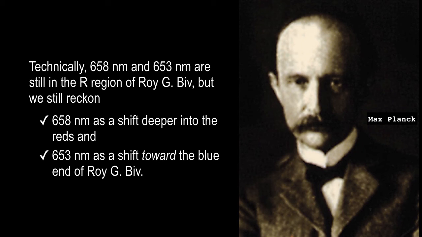Similarly, 653 is still red too, but it's shifted toward the B, the blue part of Roy G. Biv, so we call it a blue shift, even though it's still red. An astronomer or a physicist would say that's a little bit bluer than usual. Visually, you wouldn't be able to tell it apart, but in the lab, able to measure it, do a little trig and use your protractor and whatnot, you'd say, oh yeah, we got a little blue shift going on here.